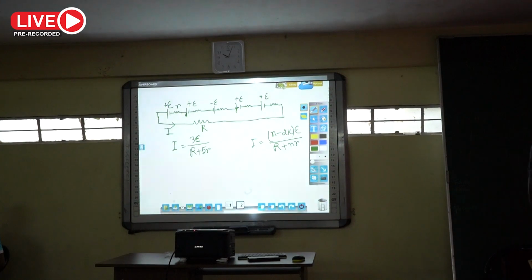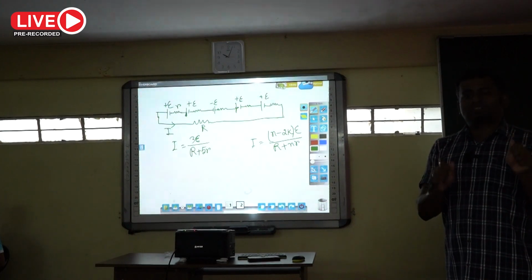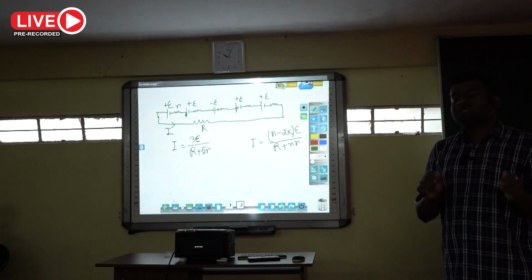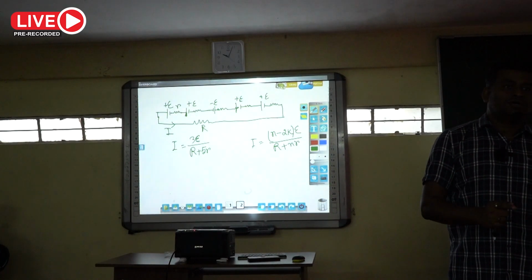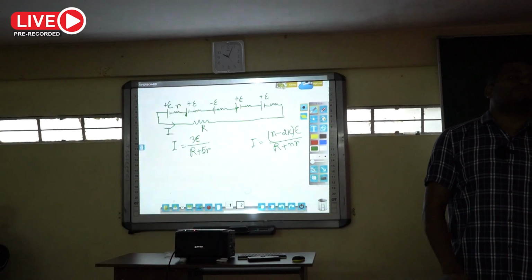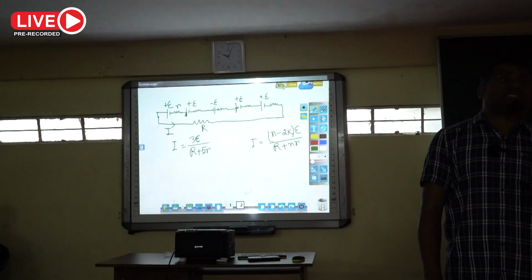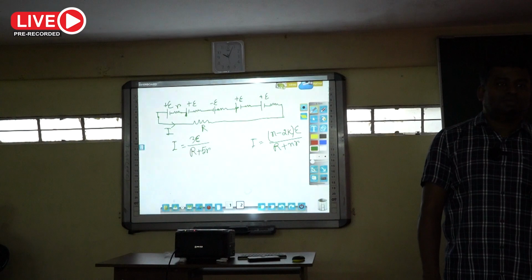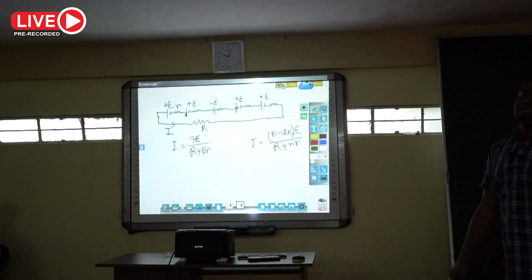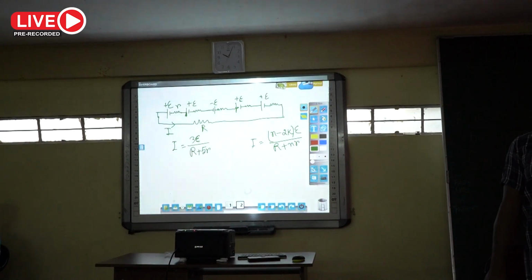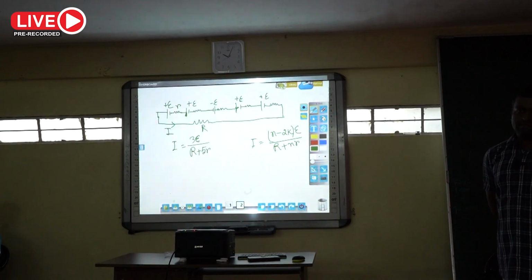So this is the general formula. Suppose you have 50 cells, and among them 6 cells are connected in opposite order. So from 50 you have to subtract 2 into 6, that is 12. So these are the effective number of cells. Then you will get the EMF. But for the internal resistance there will be no polarity, so internal resistance will remain the same.